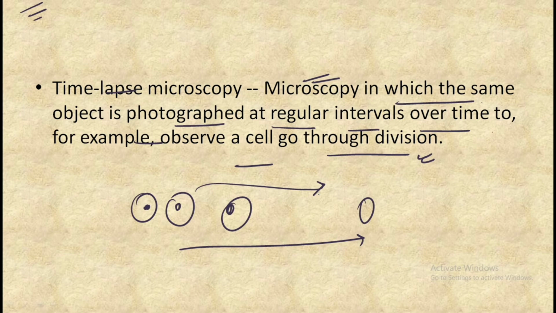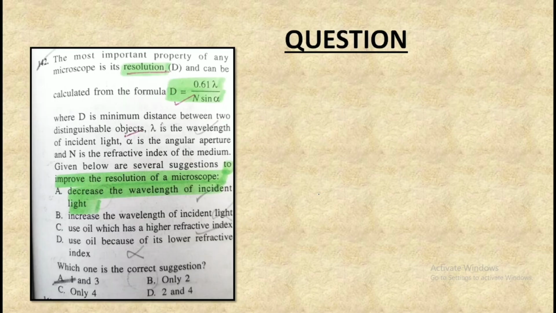So time-lapse microscopy helps us to take the pictures of the same cell undergoing the various stages of the cell division. So this is all about the complete microscopy, its important features and its types in brief.